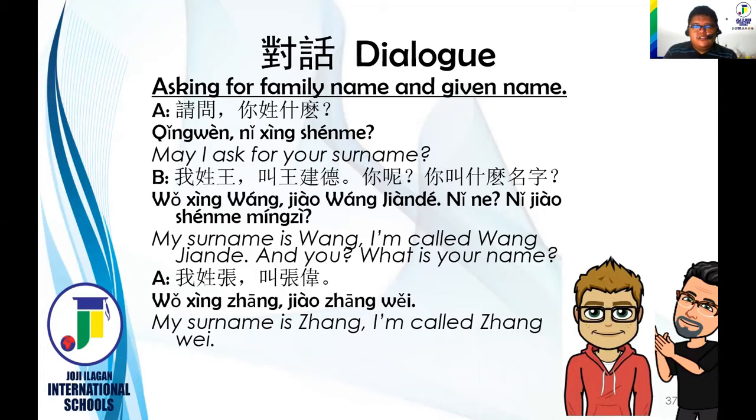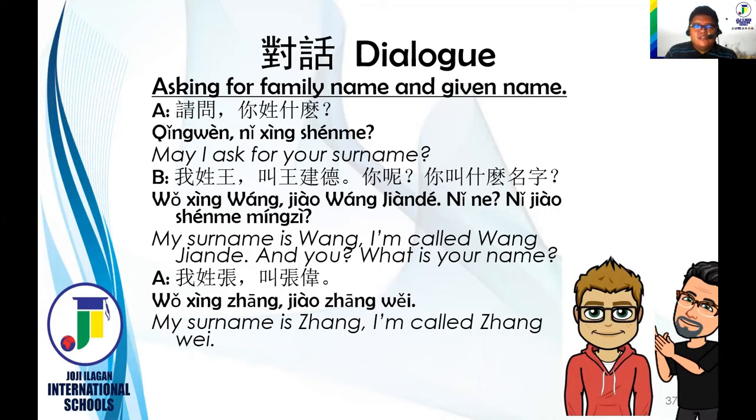So this particular response, we will explain later. Why is he asking for the surname? Then B returns the question, 你叫什么名字? Okay. So let us see the response of A. 我姓张,叫张伟. A is responding that his surname is Zhang and he is called Zhang Wei.